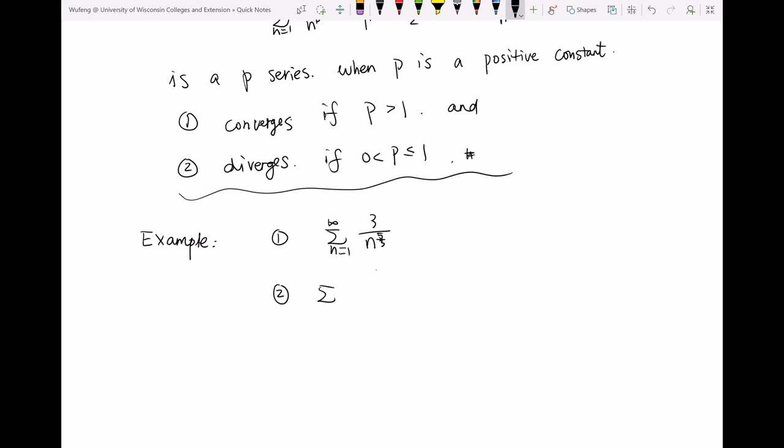The first: sum from n equals 1 to infinity of 1 over n to the 5 over 3. The second: sum from n equals 1 to infinity of 1 over n to the 0.95. The third: sum from n equals 1 to infinity of 1 over n squared minus 1 over n cubed.